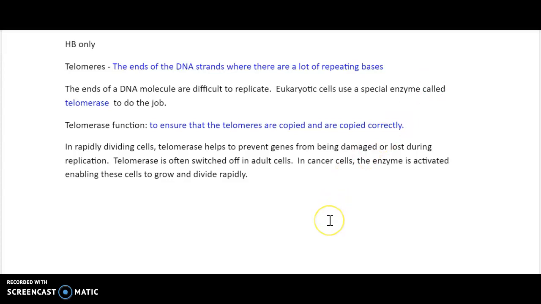So in rapidly dividing cells, the telomeres help to prevent genes from being damaged or lost during replication. Telomerase is often switched off in adult cells. In cancer cells, sometimes it becomes active again, and then that's part of what allows cancer cells to divide rapidly.